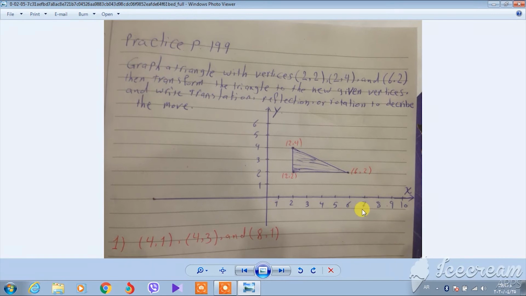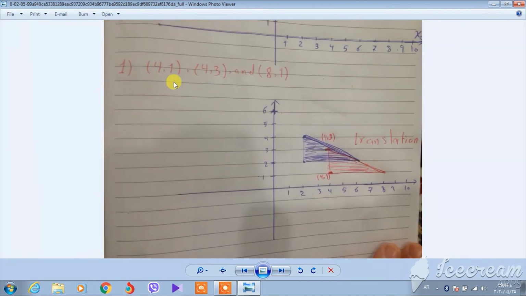And now we have the new ordered pairs: (4, 1), (4, 3), and (8, 1). Look, we have the original triangle figure. After that we have the new ordered pair (4, 1). Student, which point is (4, 1)? On the x-axis we have 4, on the y-axis we have 1. This point is (4, 1).